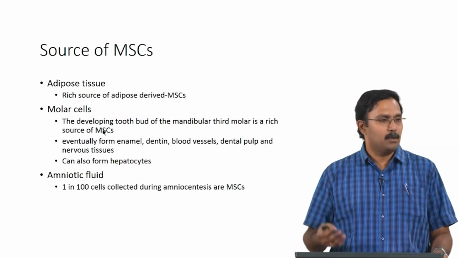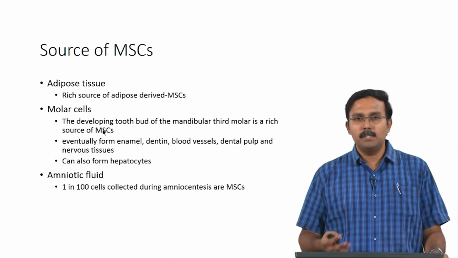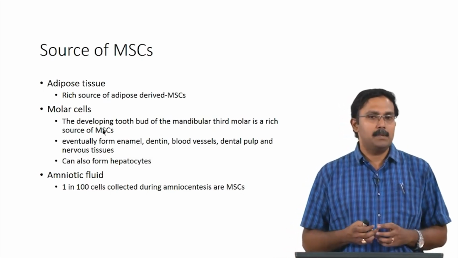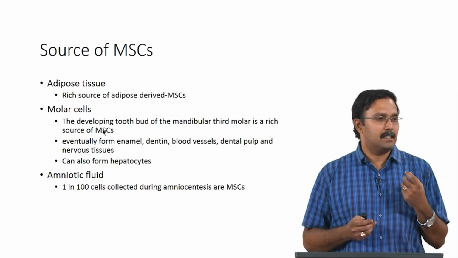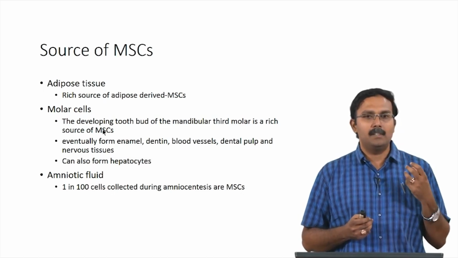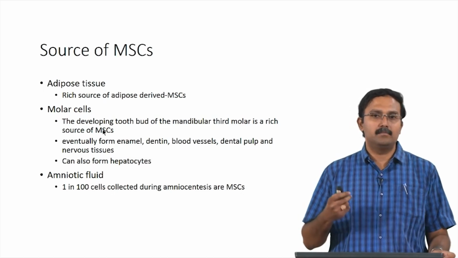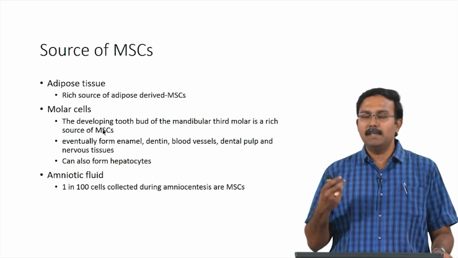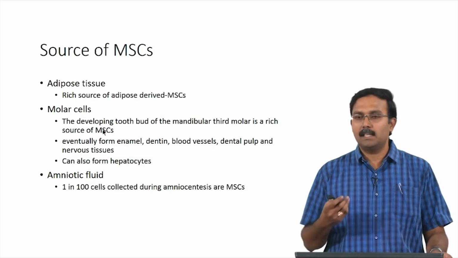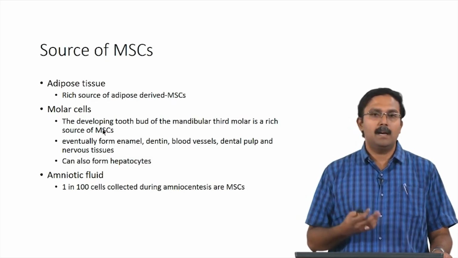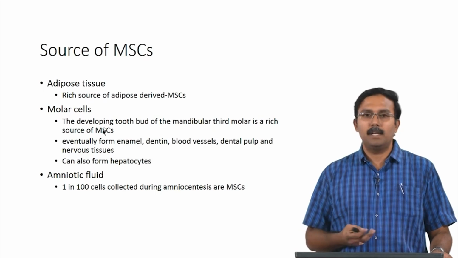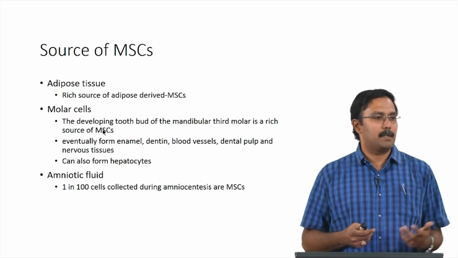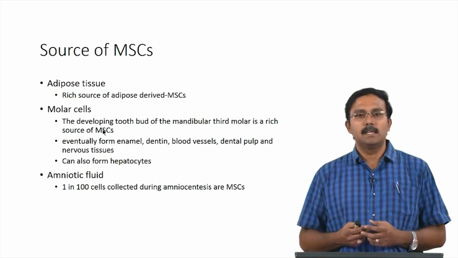So, there are other sources as well. Adipose tissue is a rich source of adipose derived mesenchymal stem cells. Molar cells, which are basically the teeth tissue. If you have a developing tooth bud, then those are rich in mesenchymal stem cells. These mesenchymal stem cells or the dental stem cells actually form enamel, dentin, blood vessels, dental pulp and various nerve tissues. People have also shown that these can form hepatocytes and many other types of cells.